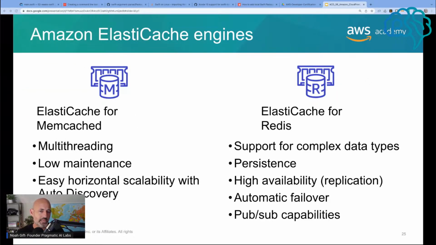So really, in summary, ElastiCache supports 2 open source in-memory caching engines. The first one is Amazon ElastiCache for Memcached. This allows you to do multi-threading, so Memcached can use more CPU cores than Redis. ElastiCache for Memcached is also low maintenance, right? So it's pretty simple. It has easy horizontal scaling as well.